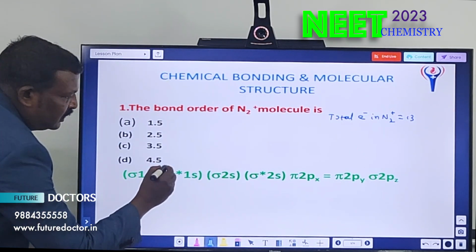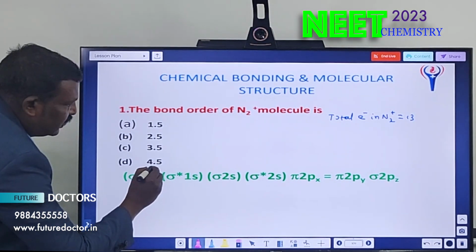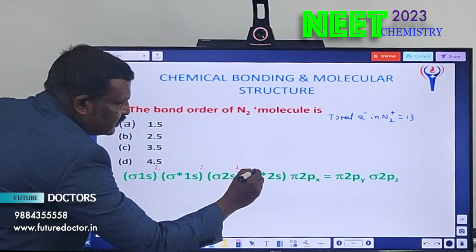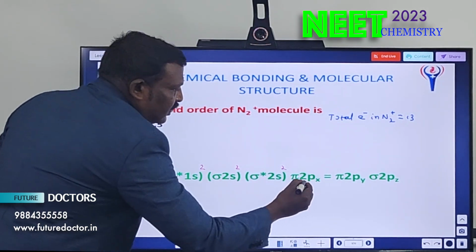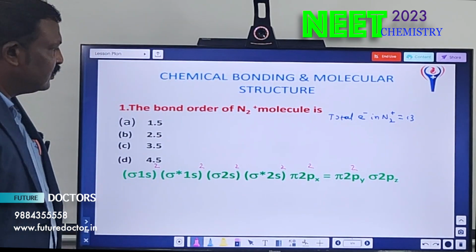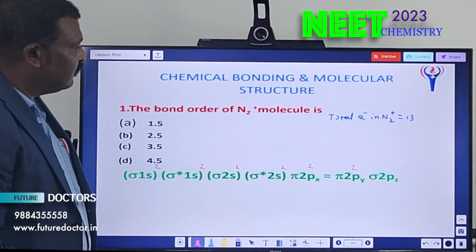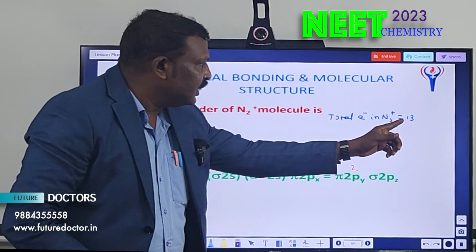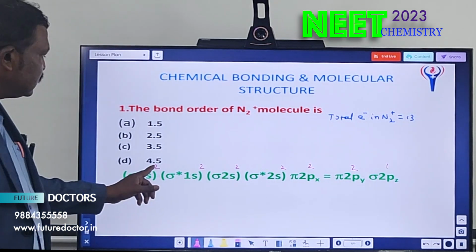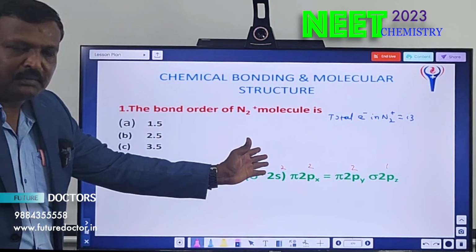Each and every orbital can hold a maximum of 2 electrons. So here we can fill 2 electrons, here also 2, here also 2, here also 2. These two orbitals have equal energy, so here also we can put two electrons each. Then sigma 2pz can also take 2 electrons, but we have only 13 electrons, so here we can put only 1 electron. You count: 2, 4, 6, 8, 10, 12, 13. This is the way to fill up the electrons.